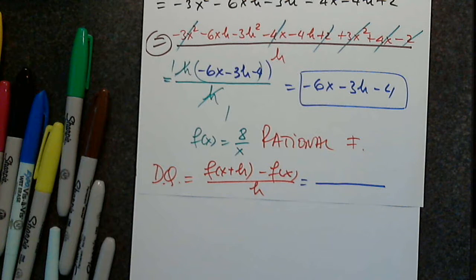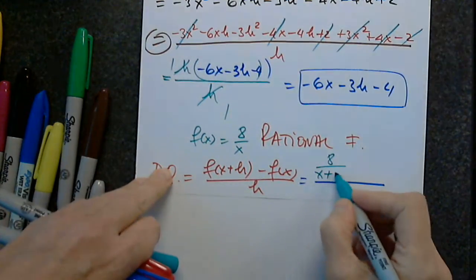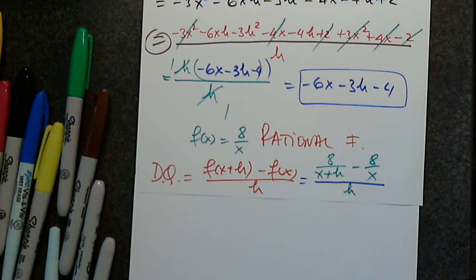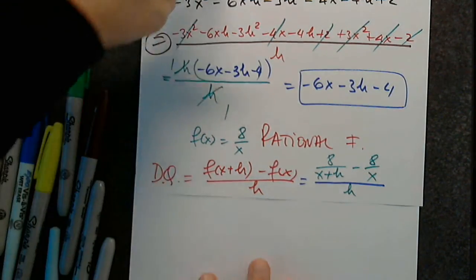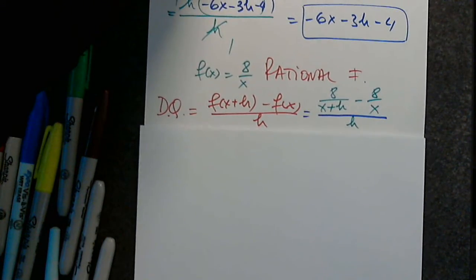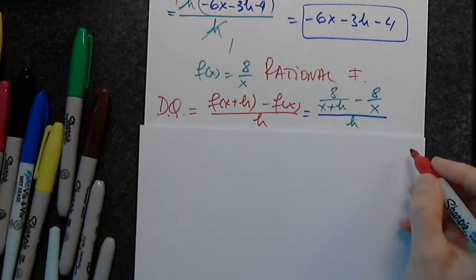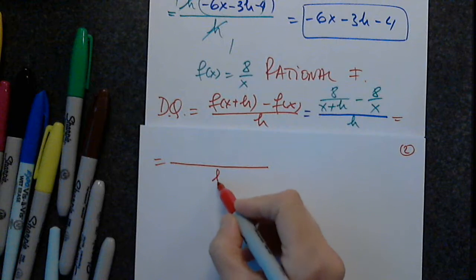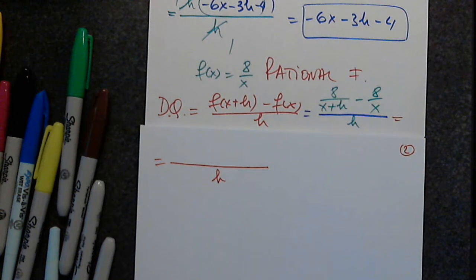Of course, 8 over x plus h. Exactly. That's all it is. Minus 8 over x, divided by h. That's it. There's nothing else to it. The function says 8 over blah, and blah is x plus h, of course. What do I do next? Yes, but what do I do? Can anyone suggest what to do to the top, please?